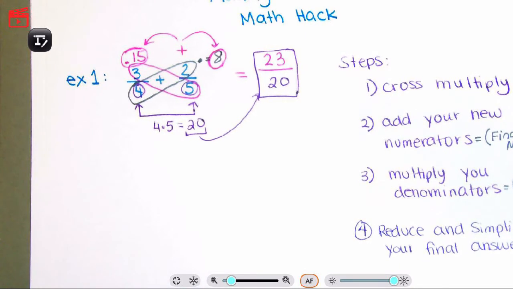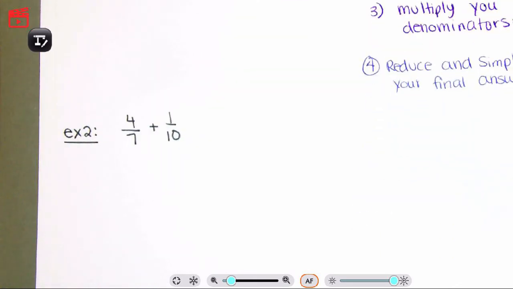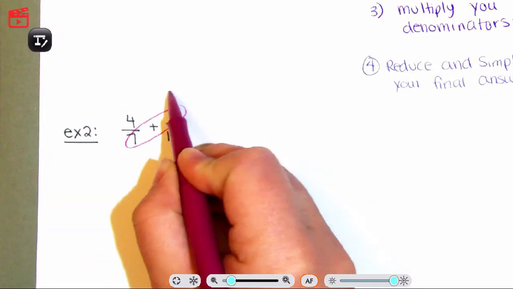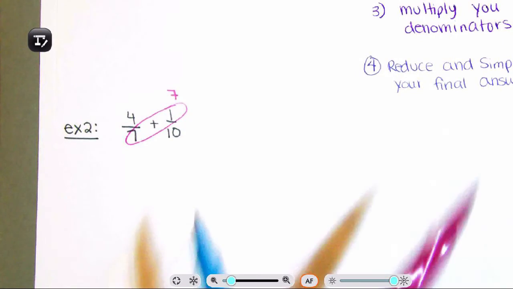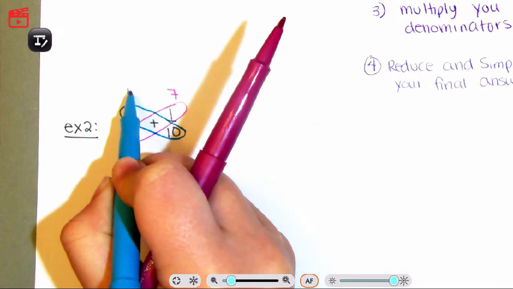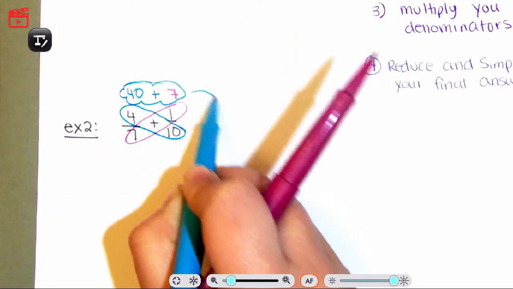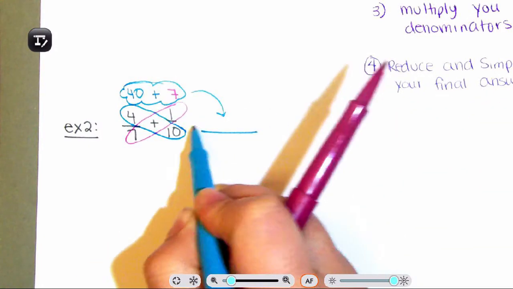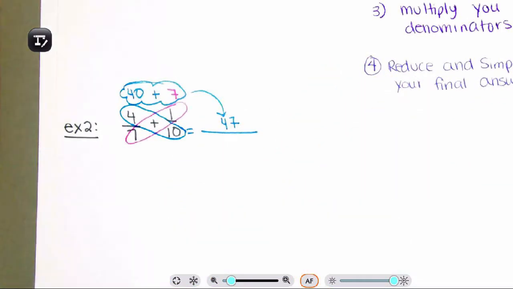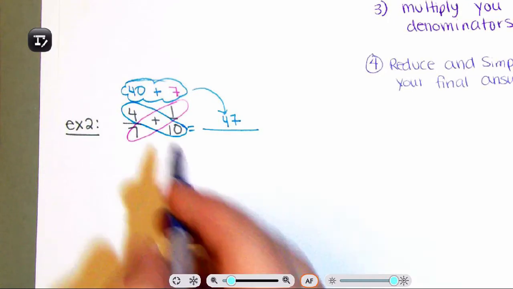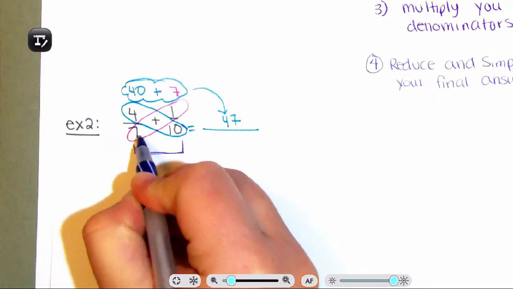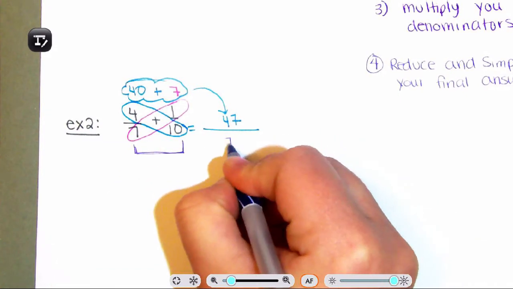So let's do 4/7 plus 1/10. So step number 1, cross multiply. 7 times 1 is 7. 4 times 10 is 40. I'm going to add those together. 40 plus 7, that is 47. Then the third step is I'm going to say 7 times 10, and that is 70.